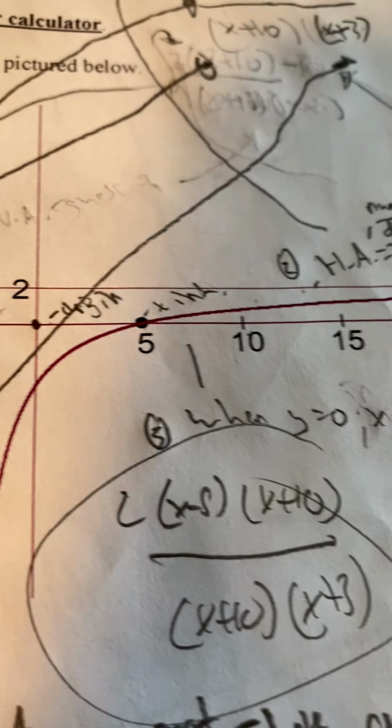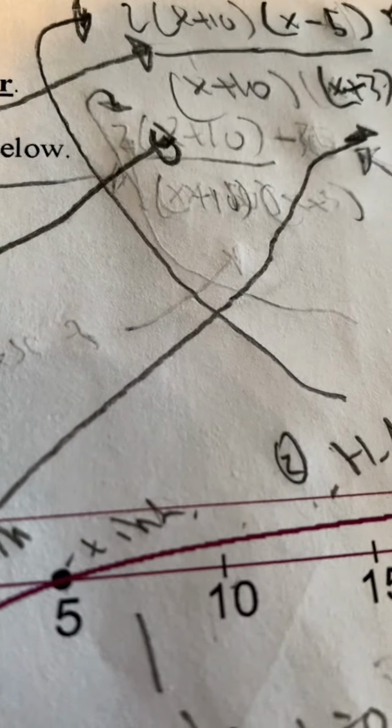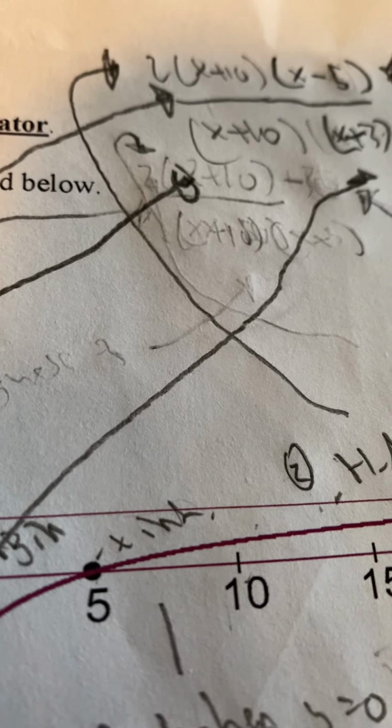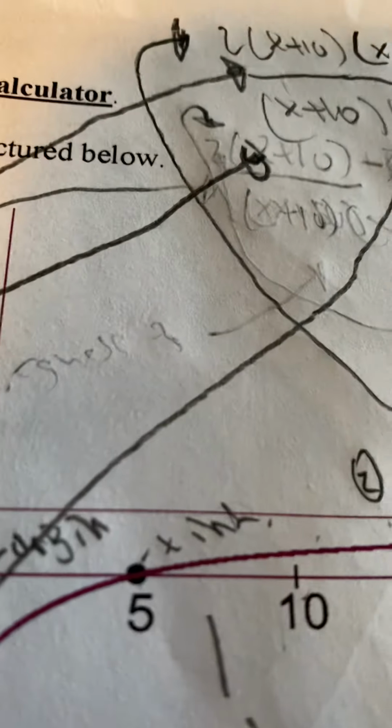And you know that there is a hole at negative 10. Therefore, you know that x plus 10 and x plus 10 must be in both the numerator and denominator. Finally, because there's a horizontal asymptote at 2, you know that there must be a 2 in the numerator, as the thing will converge to 2 over 1 as the absolute value of x reaches infinity.